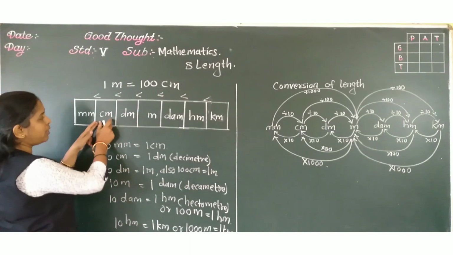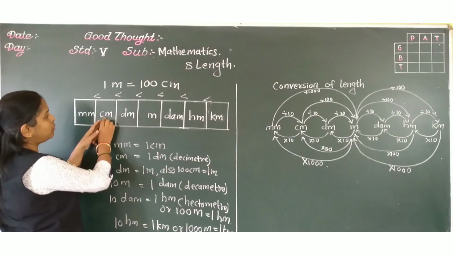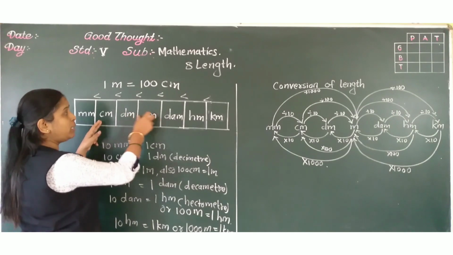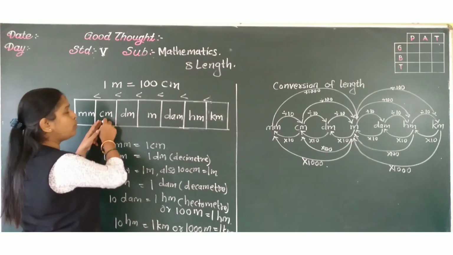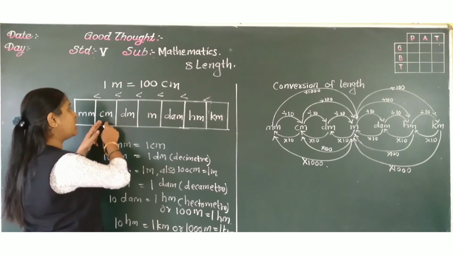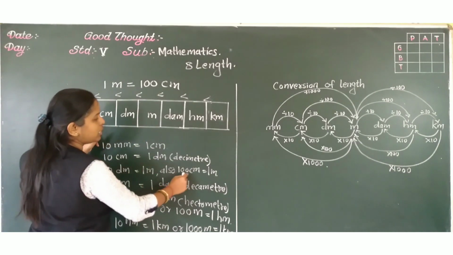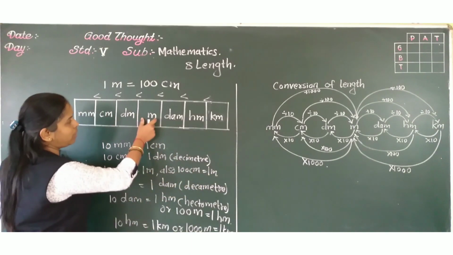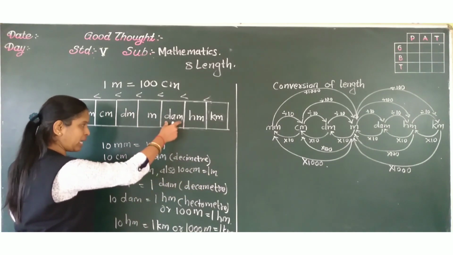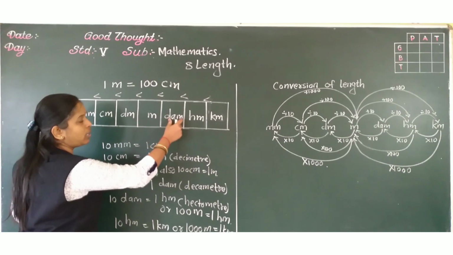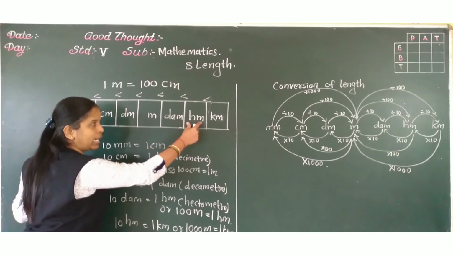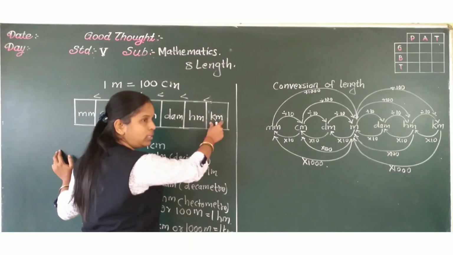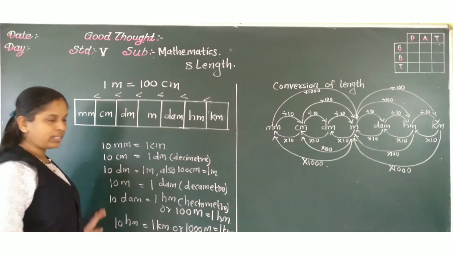Also, you can say 100. Now, 10 centimeter means 1 decimeter, no? And 1 decimeter means 1 meter. So, 10 into 10, 100. That is 100 centimeter is equal to 1 meter. Then, 10 meter is equal to 1 decameter. 10 decameter is equal to 1 hectometer, and 10 hectometer is equal to 1 kilometer. So that only it is shown here.